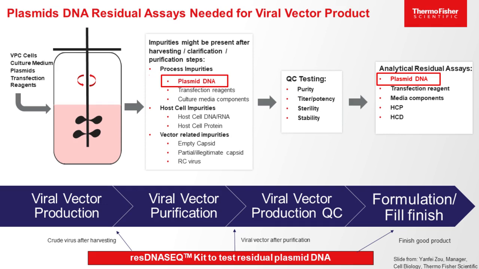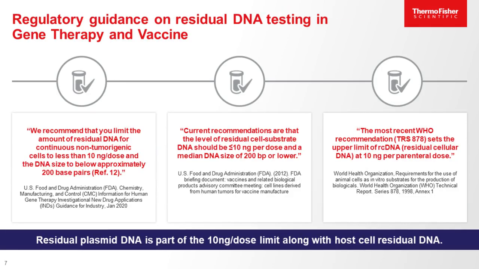Shown here is a specific example of a viral vector production workflow where residual plasmid DNA analysis is carried out to address process impurities such as post-harvest and viral purification, and also for QC and lot release. Our quantitative Kanamycin assay kit can be directly used for such applications.